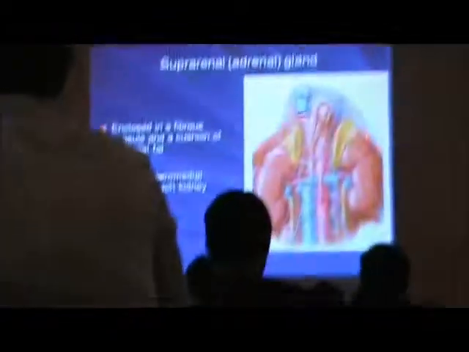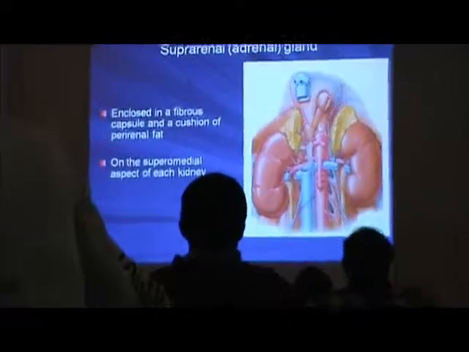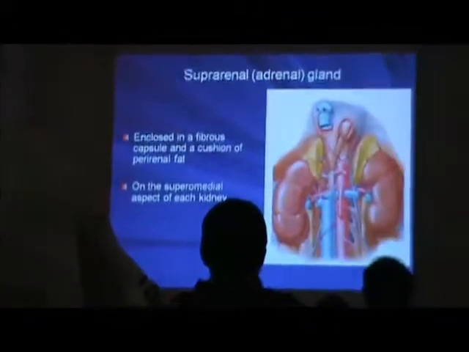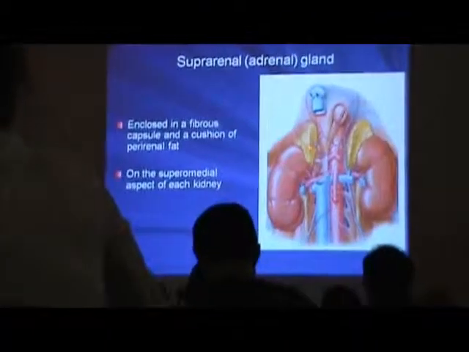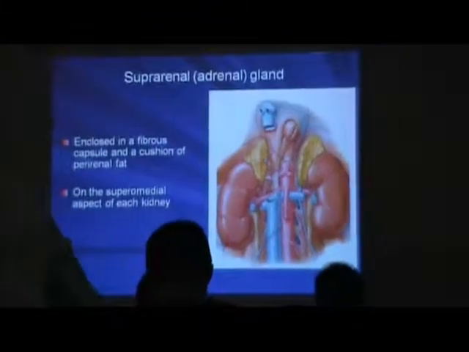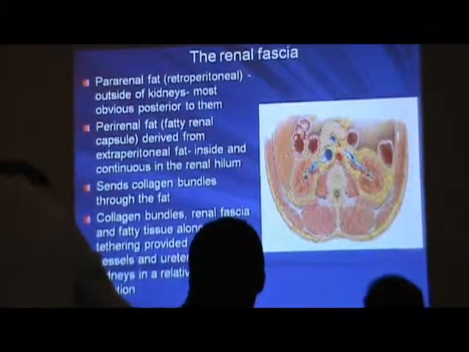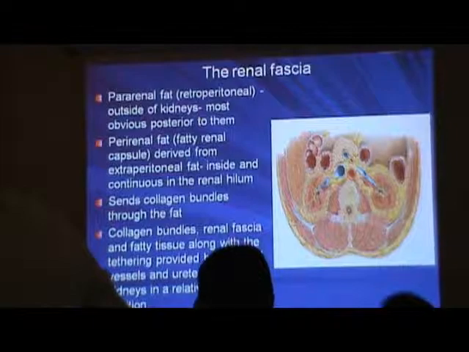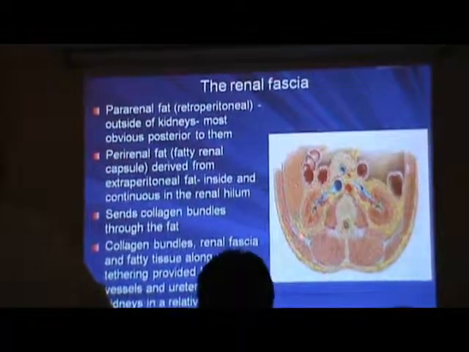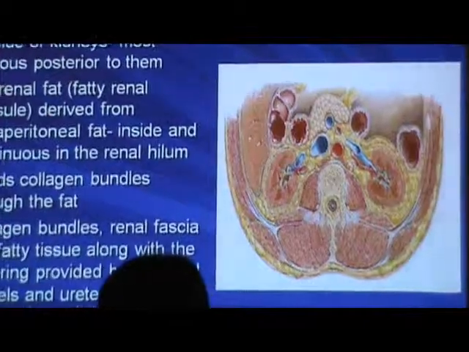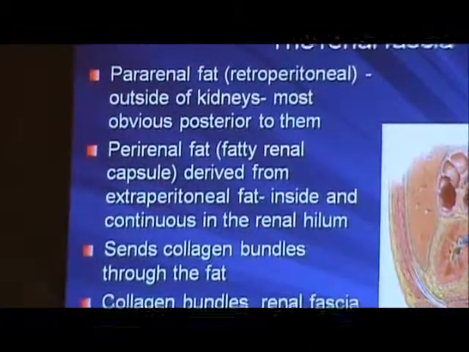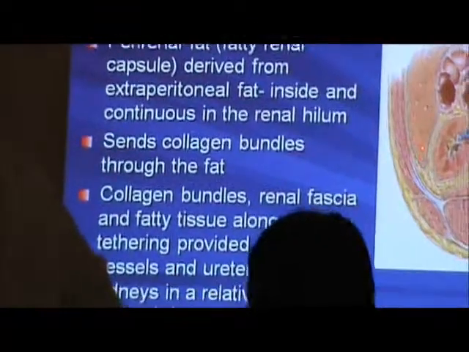which are related to the superior poles of the kidney. Because I'm telling you now about the relations to the other organs. So the suprarenal, the adrenal glands, are located on the superior medial aspect of each kidney. And now the renal fascia is located around the kidney. And outside of the renal fascia is located the pararenal fat.